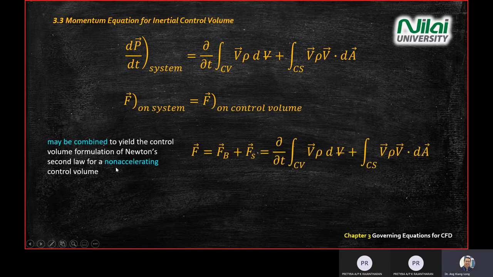Then we can write for a non-accelerating control volume, which is a stable system. Non-accelerating means there's no change of velocity. All right, because how do you calculate acceleration, Prithiba? Acceleration is equal to distance over time. Distance over time, you get acceleration. No, distance over time squared, sir, t squared.